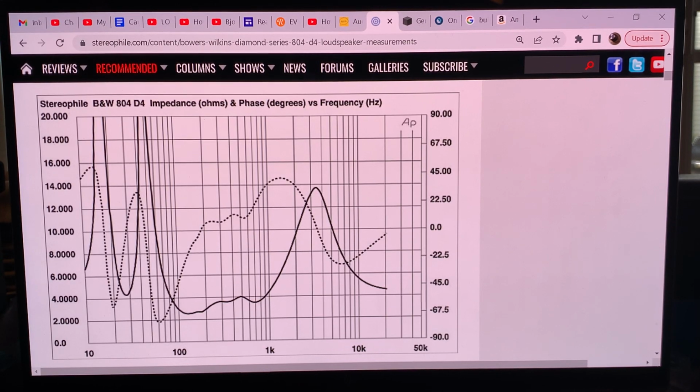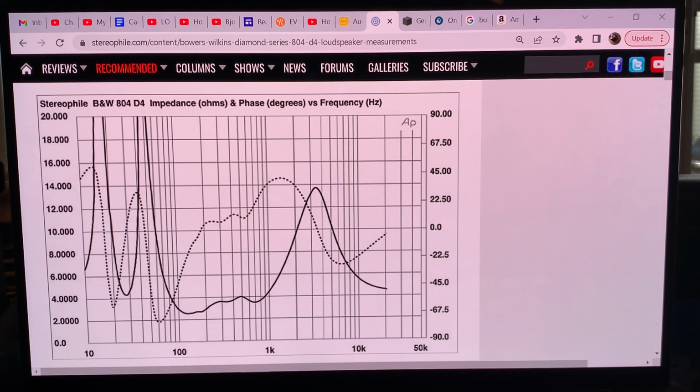Hi, this is Real World Audio, and we are taking another crack at loudspeaker impedance specifications. I know I talked a lot about this, but today I'm going to show a different side of that.